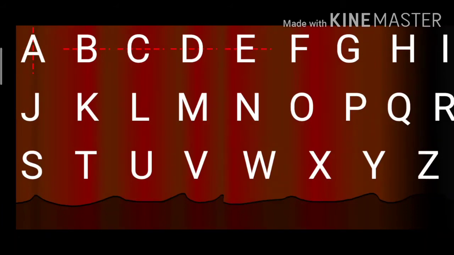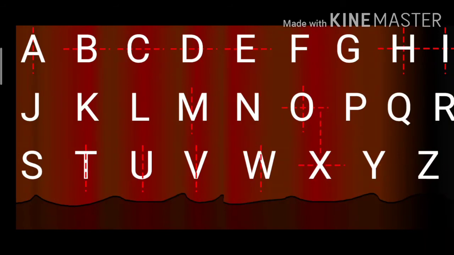A, B, C, D and E. These all letters have only one line of symmetry. F and G have 0 line of symmetry. H and I have 2 lines of symmetry. J, K and L have 0 line of symmetry. M has 1 line of symmetry.